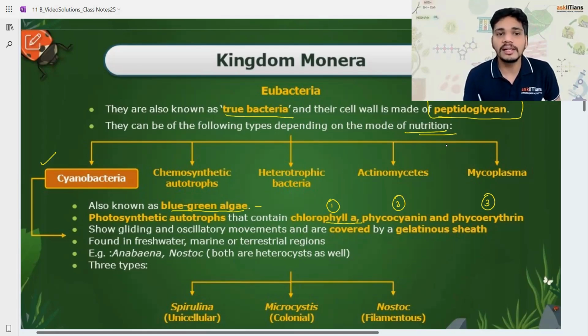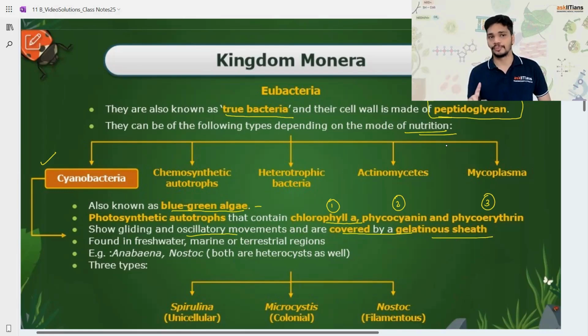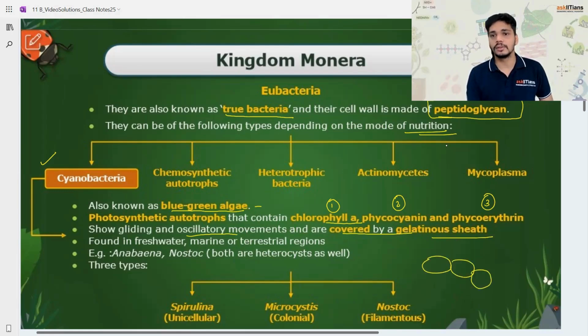Okay, so showing the gliding and the oscillatory movements are covered by the gelatinous sheet. So they have a gelatinous sheet around them. Then found in the freshwater, marine, and the terrestrial regions. Examples: Anabaena, Nostoc, both have heterocysts as well.